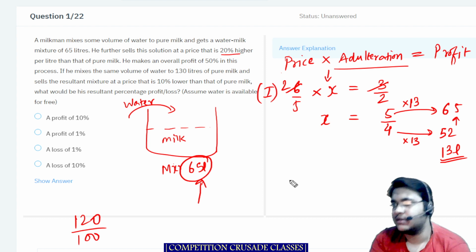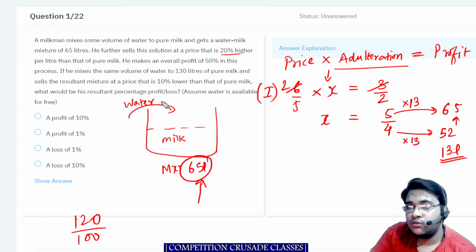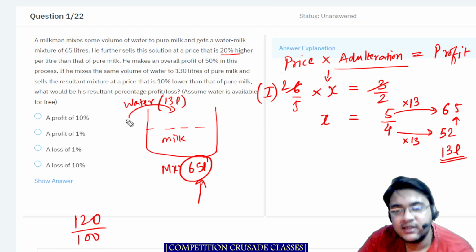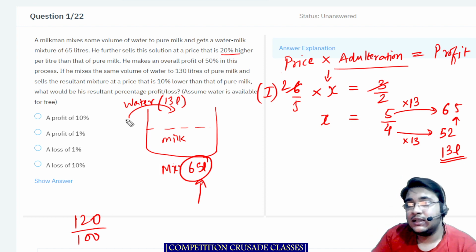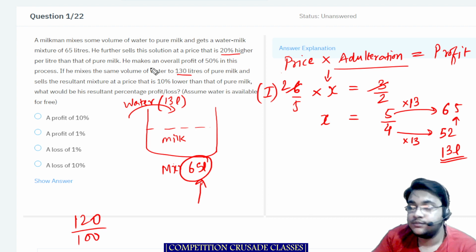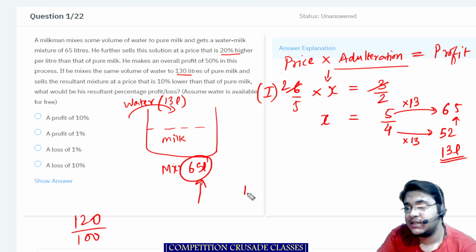I hope that makes sense. So how much water is added? 13 liters of that water is added. Now, please understand, this 13 liters is only added to these 130 liters of pure milk again, and then the price is reduced. Let's do that for the next case.